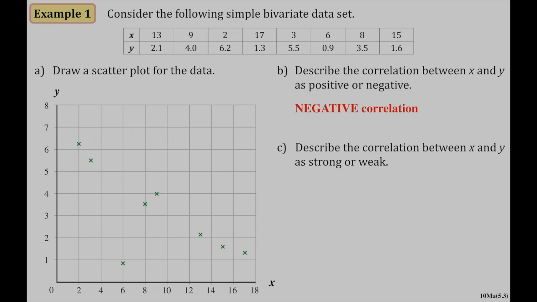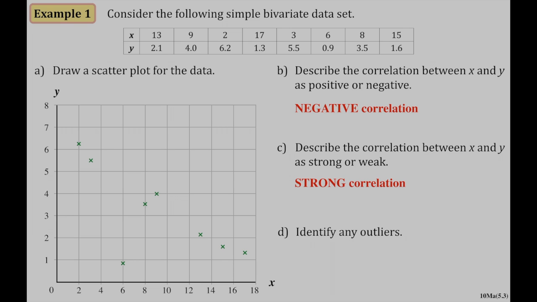Part C asks us to describe whether the relationship or the correlation between x and y is strong or weak. Now again, we're going to ignore the outlier. So they all look like they're pretty good in a straight line, so I'm going to call it strong. Strong correlation for this one.